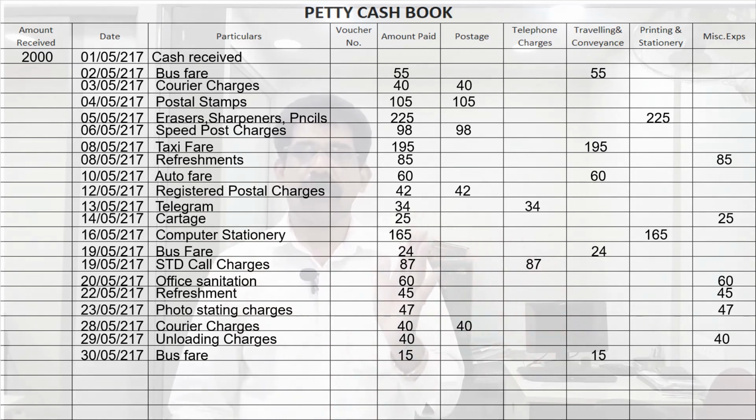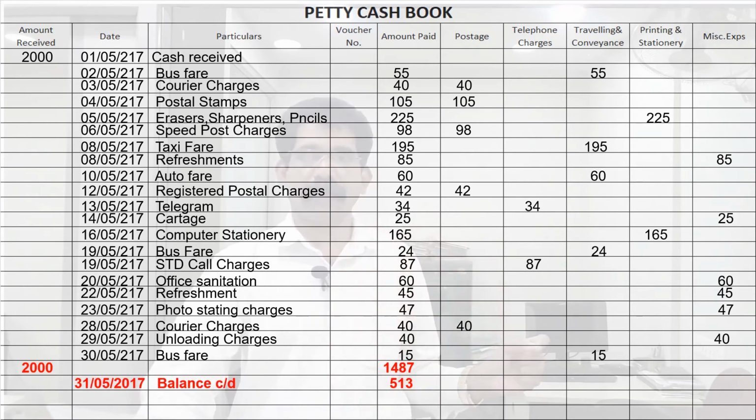So we have recorded all the petty expenses to the petty cash book. Now total the petty cash book. First, total the total amount paid column. The grand total of the total amount paid column is 1487. On the left parallel side, write the imprest amount, the received amount 2000. Find the difference. The difference will be 513 rupees.